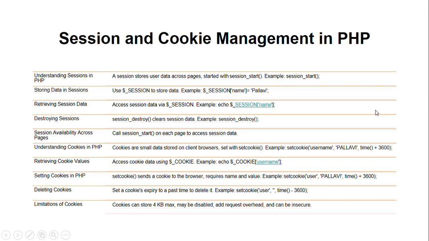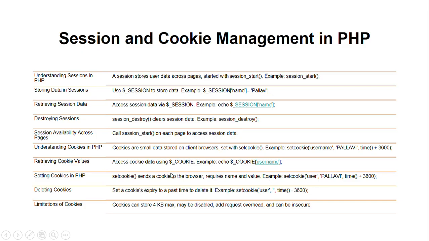So we have to specify that value in seconds. So 3600 seconds it will be there on the client computer. If I want to retrieve the cookie value, I will be using echo $_COOKIE and the cookie name. Over here the cookie name I have given as username, so it will retrieve the value from that cookie name.